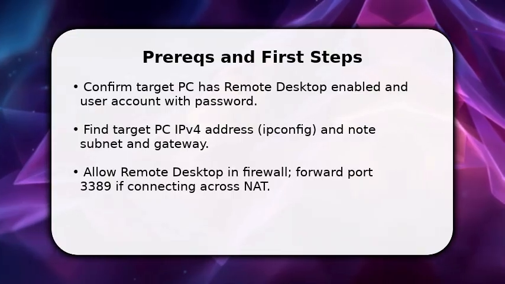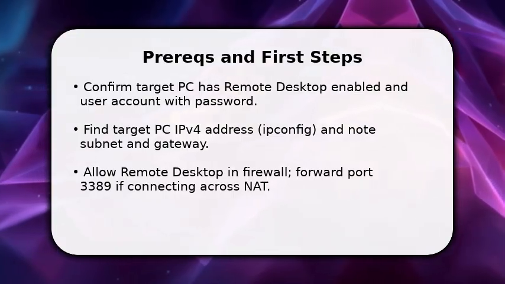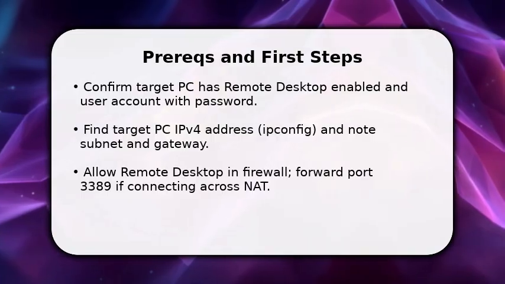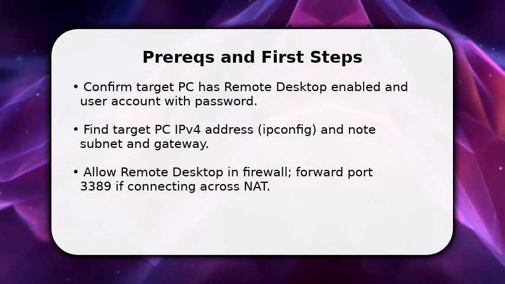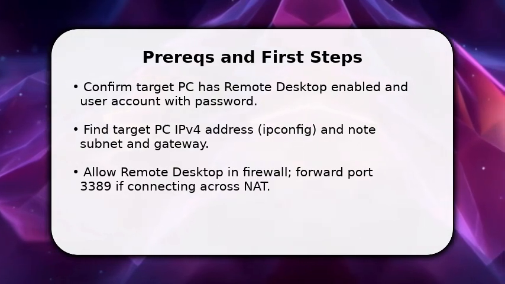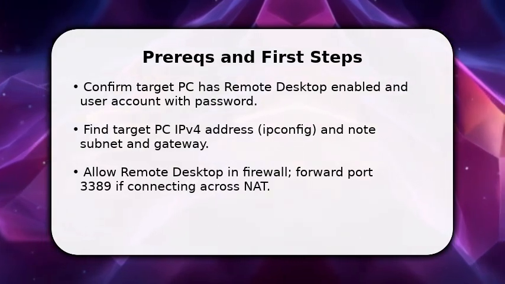Make sure Windows Firewall has a rule for Remote Desktop, and if the machine sits behind a router, forward port 3389 to that internal IP. Once done, you're ready to initiate the client connection.